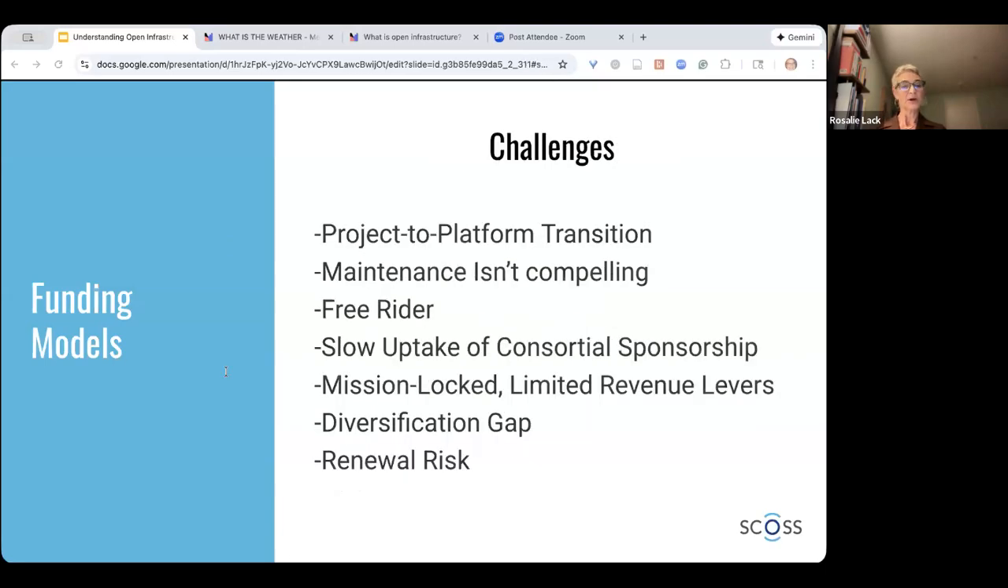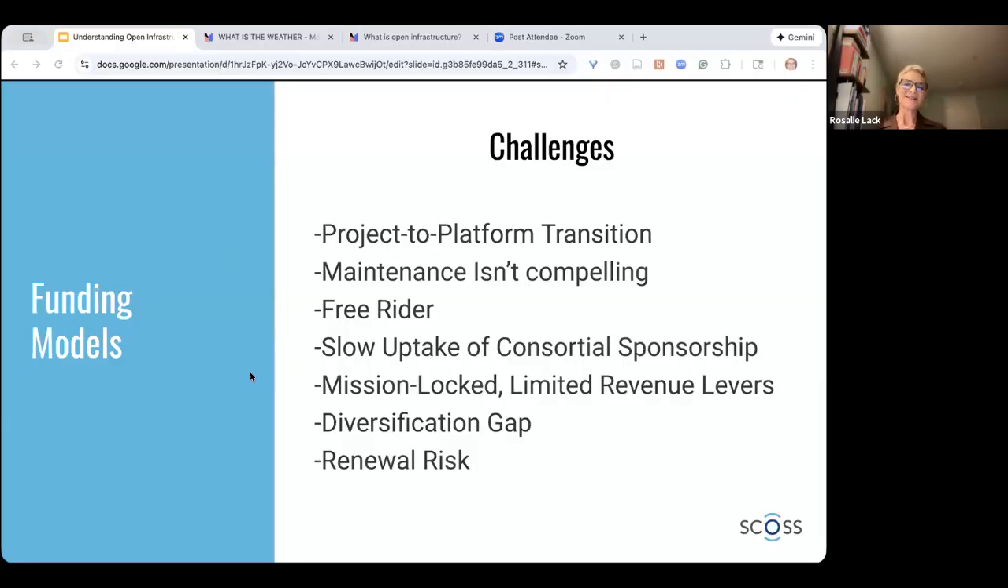Some of these ways bring with them their own challenges. So, for example, there are challenges common across these infrastructures, but they're not challenges because there's some sort of bad management or something. They're structural challenges: many of them start as projects, and they have to then transition into platforms or services. And so going from project funding to program funding can be a challenge for many infrastructures. Another issue that becomes a problem is that, frankly, maintenance isn't compelling.